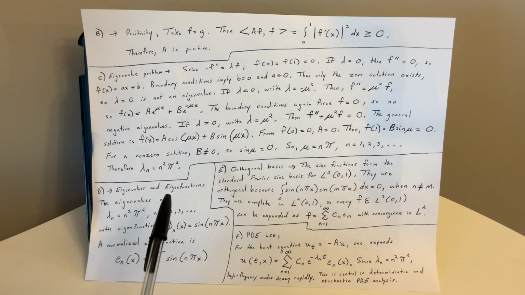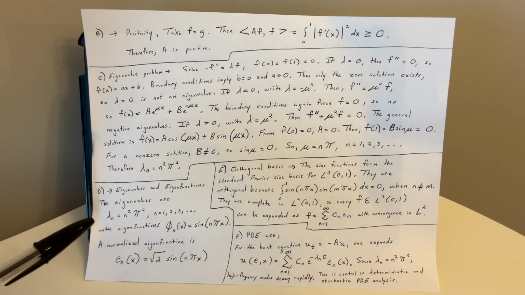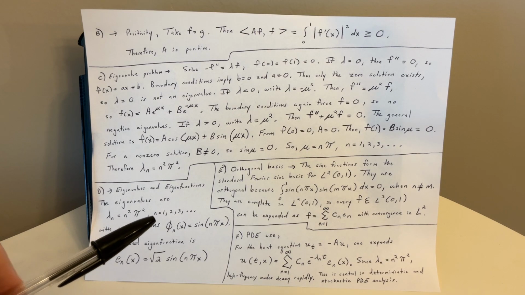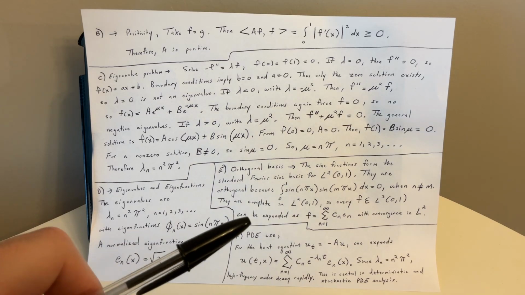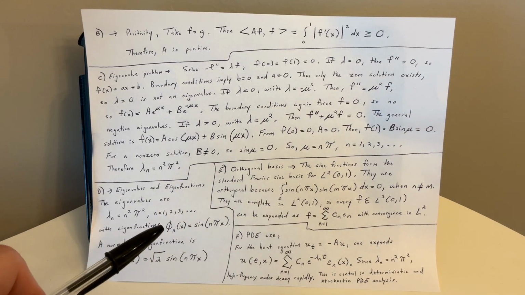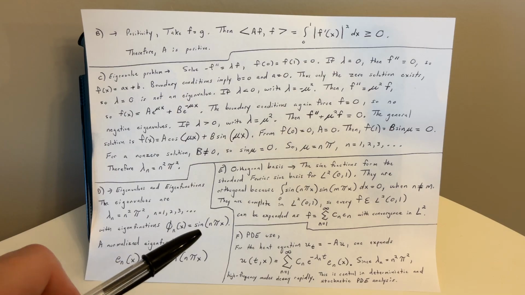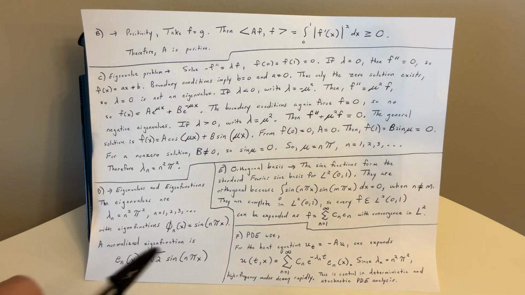For part D, our eigenvalues and eigenfunctions: the eigenvalues are lambda sub n equals n squared pi squared, where n equals 1, 2, 3, 4, 5, on and on. With these eigenvalues, phi sub n of x equals sine of n pi x, and a normalized eigenfunction is e sub n of x equals square root of 2 sine n pi x.